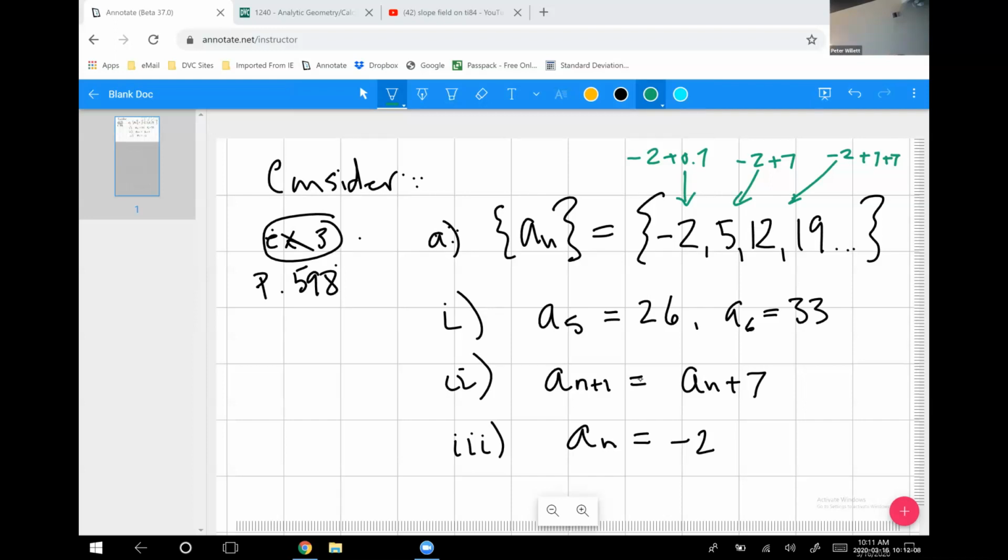All good. So I see the +7, a sub n equals 7 times n minus 1 minus 2. So that's nice from the formula. Thank you, Marcus. That's exactly right.